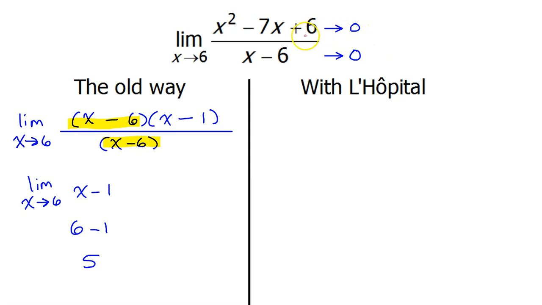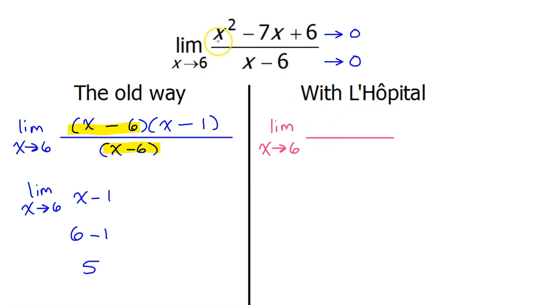So, showing that the numerator approaches 0 and the denominator approaches 0, like I did here with arrows, is actually mandatory for using L'Hopital's rule. So, do not skip this. Always show arrow 0, arrow 0, before applying L'Hopital's rule.